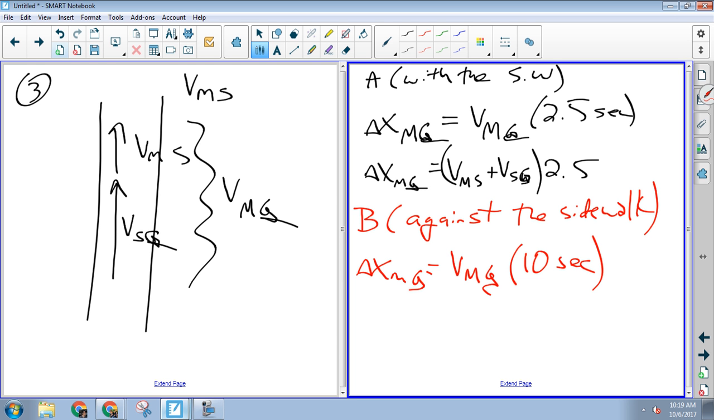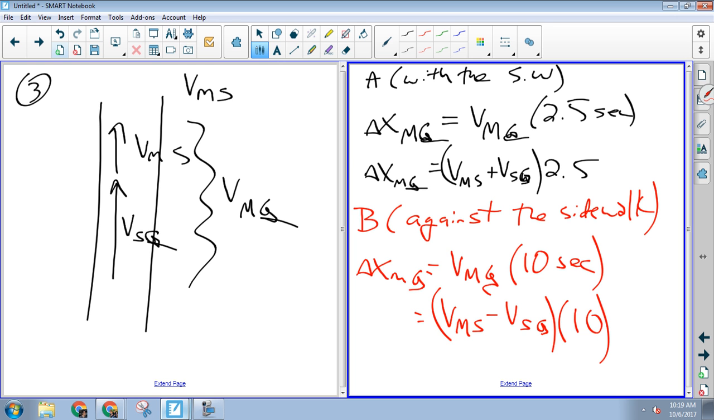All right. So now the velocity of the man relative to the ground is what? Velocity of the man minus the... Yeah, so this is the velocity of the man relative to the sidewalk minus the velocity of the sidewalk relative to the ground, right? Times 10.